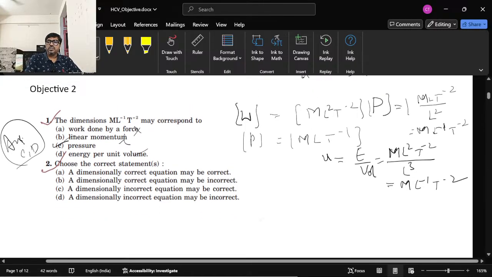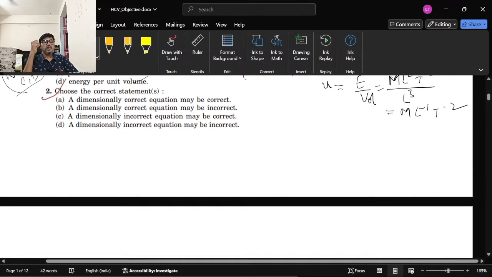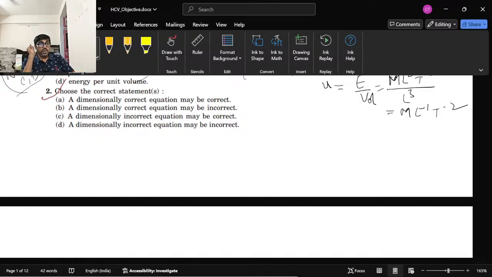Okay, next, second question. I hope you are okay with it. Choose the correct statement. A dimensionally correct equation may be correct. Yes. A dimensionally correct equation may be incorrect also. Yes, may be correct meaning may be incorrect also. Dimensionally incorrect equation may be correct. No chance. Dimensionally incorrect meaning it is incorrect. Dimensionally incorrect equation may be incorrect. You should not use maybe there. It should be must be.